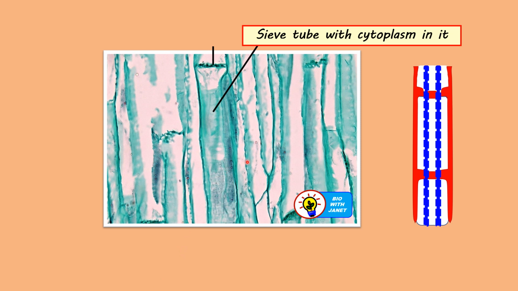So in this photo, we see the sieve tube. Okay, this is the longitudinal section of the stem, and you can see the sieve tube with cytoplasm in it, the greenish part. And here on top here, we can see the sieve plate. You can see the sort of pores in the sieve plate, all right, to allow the organic food substances to be transported from one cell to the other. Okay.